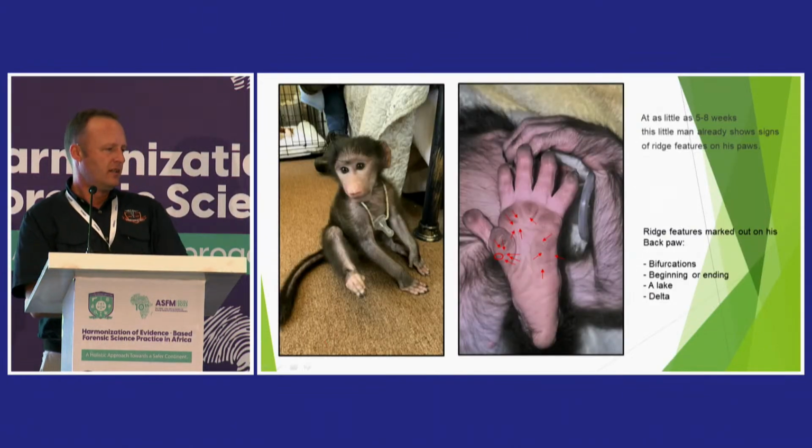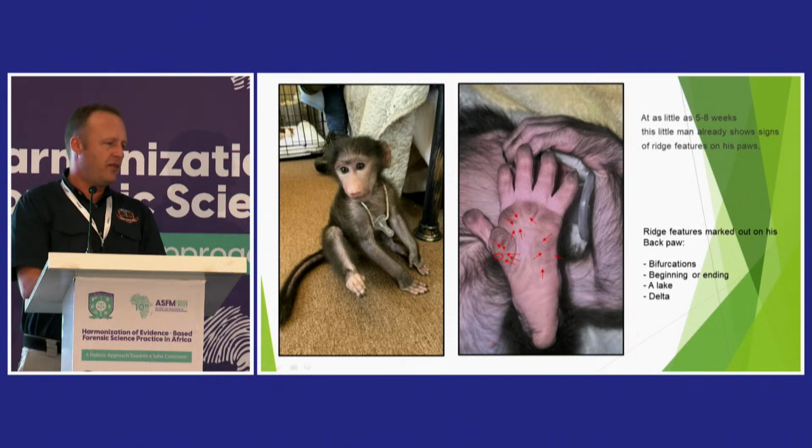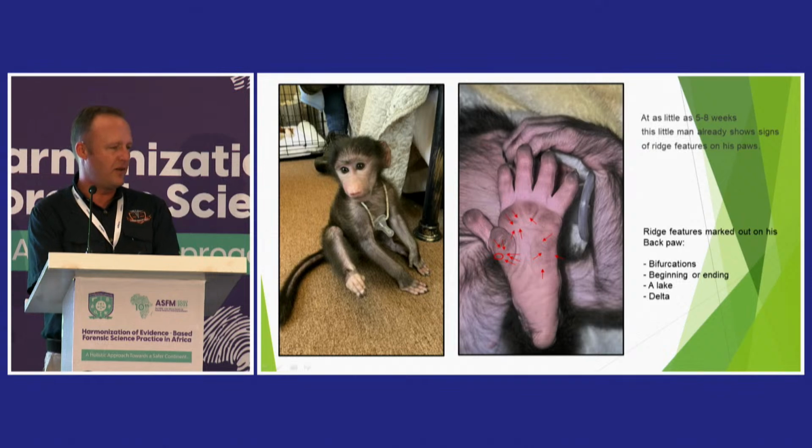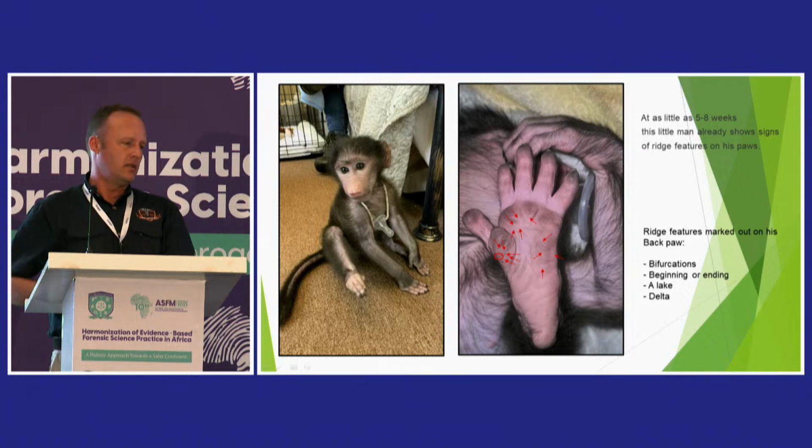This guy is between 5 and 8 weeks old. I played with him while taking the photos, and even at that young age, I marked out bifurcations, beginnings and endings, a lake, and even a delta. So he will be identifiable later. I got him on record, so if he breaks into a house somewhere along the coast, I will identify him, and then he'll be in trouble.